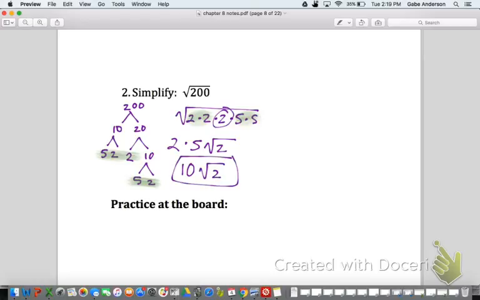Wouldn't we just be quicker to split it up into 2 and 100, and then you know that? You can. That's an alternative method. It is a good method as well.